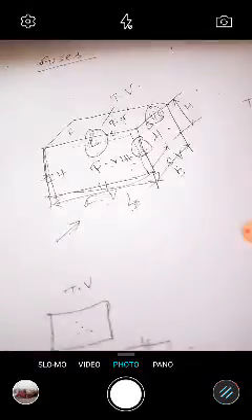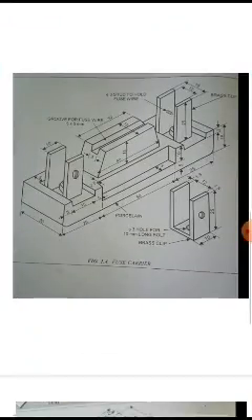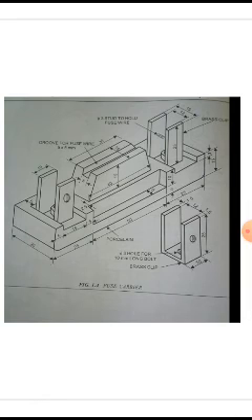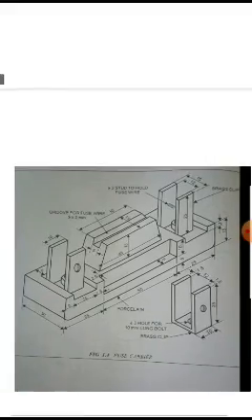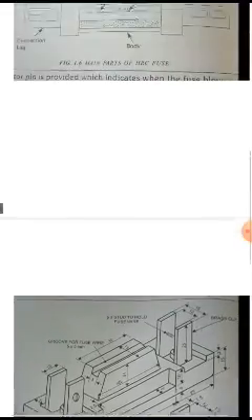Then you can just look at those particular things. This is a rewirable fuse. Again, in this rewirable fuse, you have a length, you have a breadth, and you have a height. By utilizing those three basic things, let us try to draw this rewirable fuse.